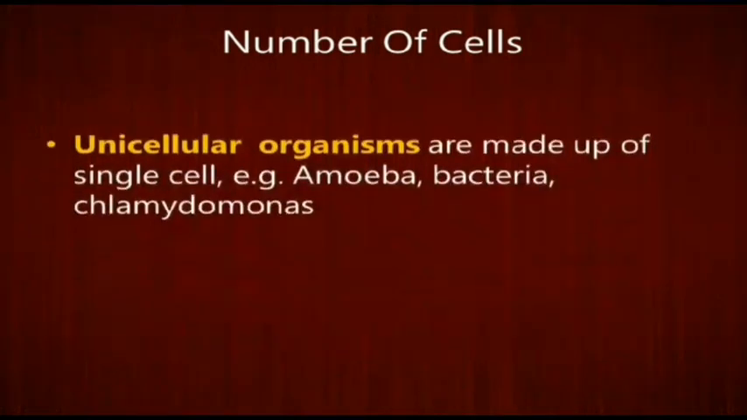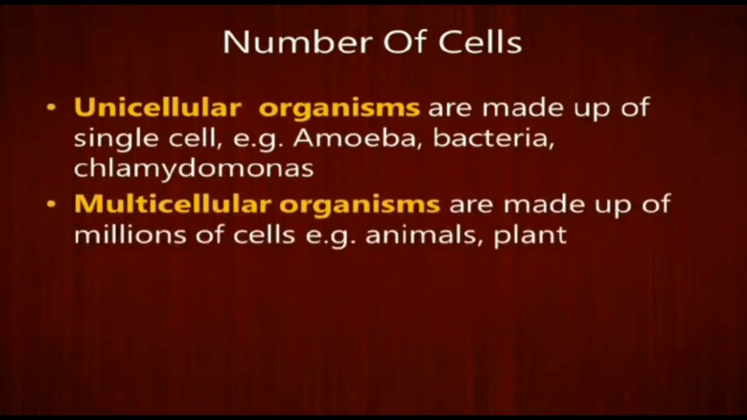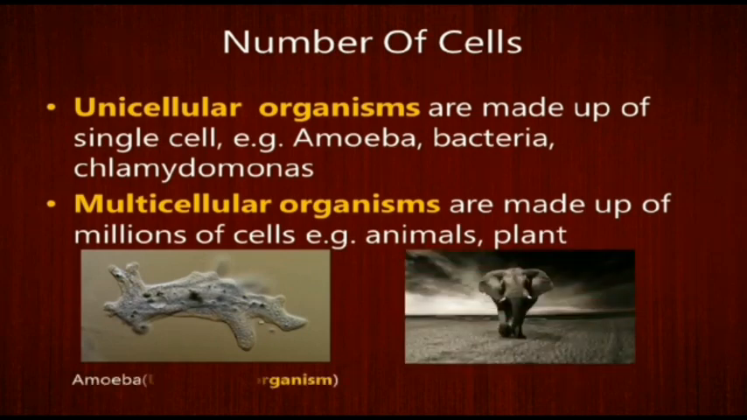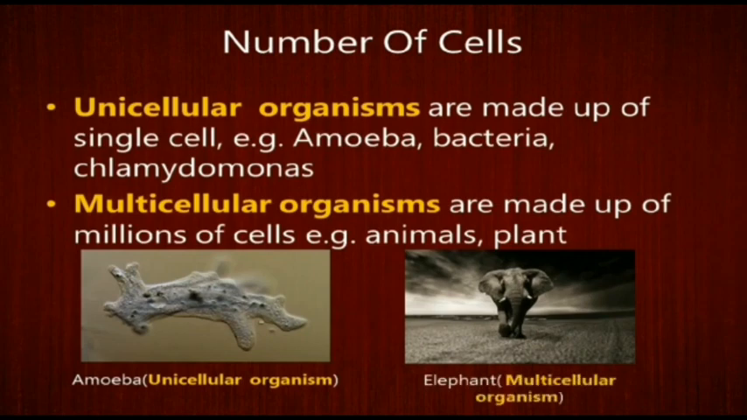Now let's talk about the number of cells. First come the unicellular organisms, which are made up of a single cell. Examples are amoeba, bacteria, Paramecium, etc. Next come the multicellular organisms, which are made up of millions of cells. For example, animals and plants. As shown in the figure, there is an amoeba, which represents the unicellular organism, and on the right side it is a picture of an elephant, which is a multicellular organism.